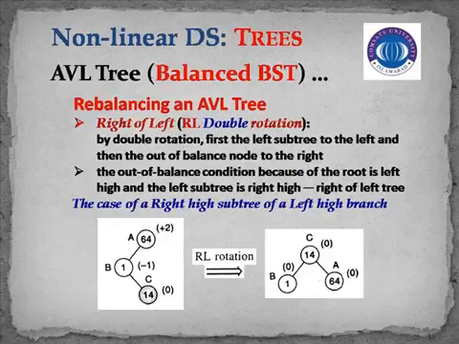Dear listeners, the right of left is the case of a right high subtree of a left high branch. This is also depicted on the left side of the given diagram. As explained earlier, the RL case can be resolved by double rotation such that first the left subtree is rotated to the left, and then the out of balance node is rotated to the right.